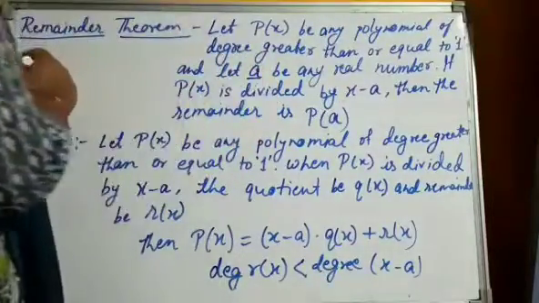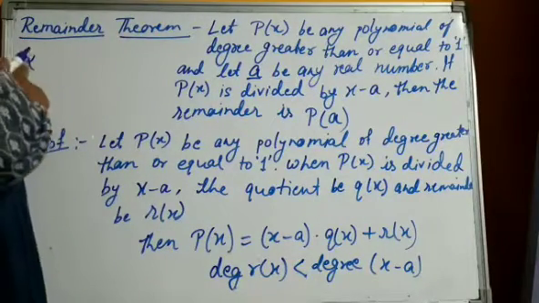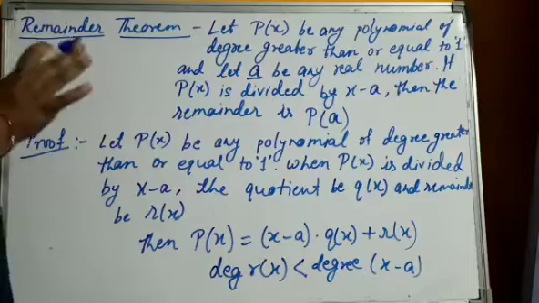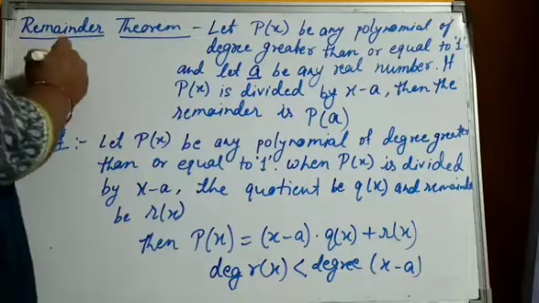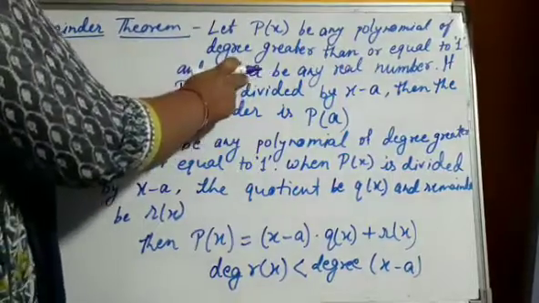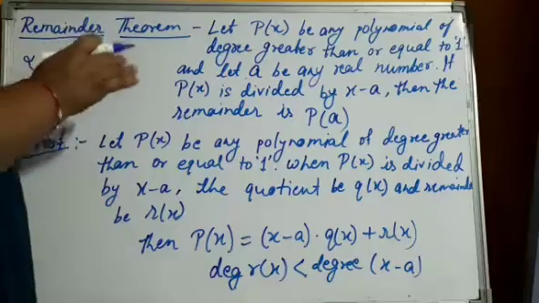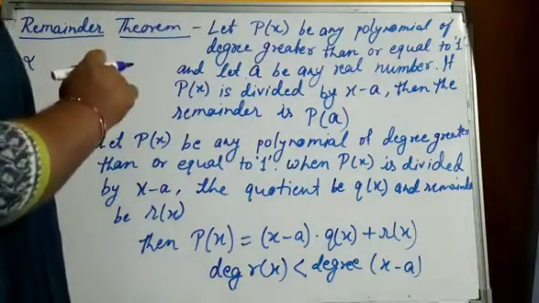Last day, in place of a, I took alpha and you were confused about what alpha is. Alpha was also any real number. We have discussed that the real numbers are the set of rationals and irrationals. So whether we take a or alpha, both can be chosen from the set of real numbers.